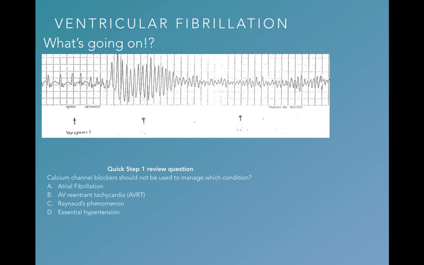Okay, so what is going on here? This is kind of tricky, and it's more just meant to be a learning point. You see something's going on on the left side of this telemetry strip. There's some type of tachycardia, right? You know just by looking at it that the rate's about 150. And then they say that verapamil is given. Verapamil is a non-DHP calcium channel blocker. And then something happens after they give verapamil.